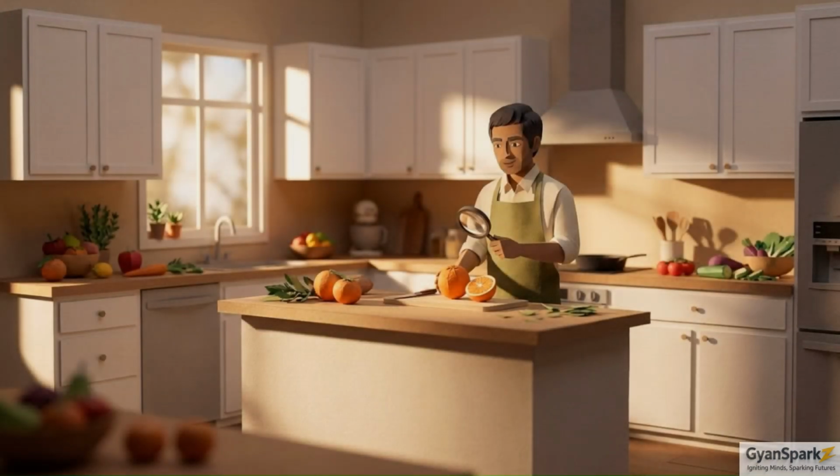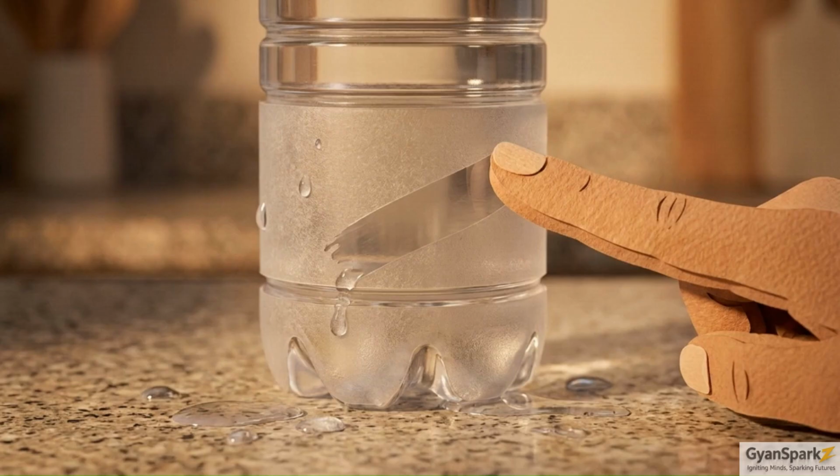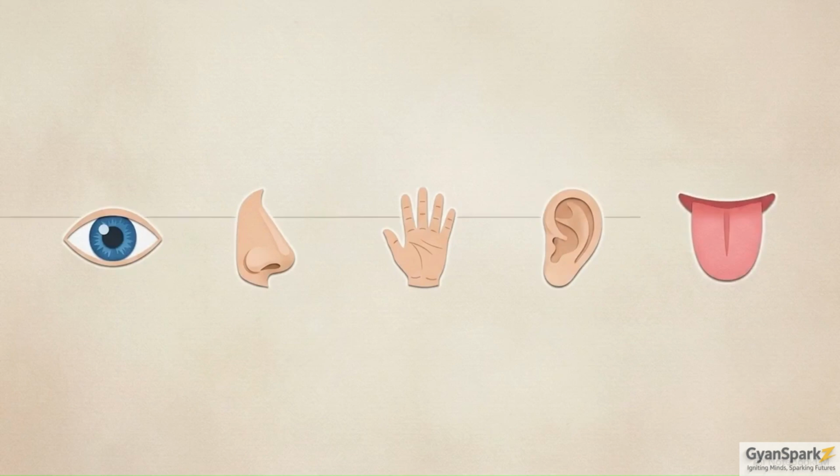Welcome to the kitchen. It's a familiar space, but for Prithvi, it's also the perfect place to observe how things change. He pulls a cold water bottle from the fridge and sets it on the counter. After a few minutes, he touches it and realizes it isn't cold anymore. We're constantly using our five senses, sight, smell, touch, hearing, and taste, to detect these shifts.